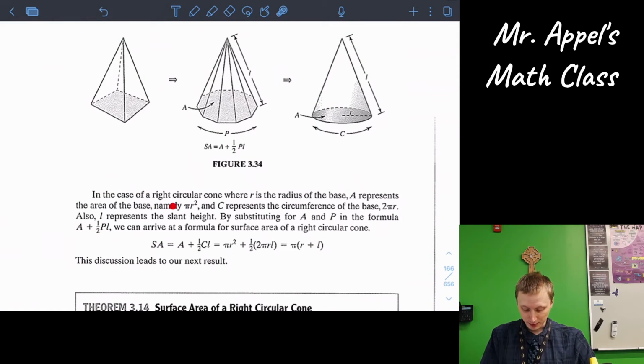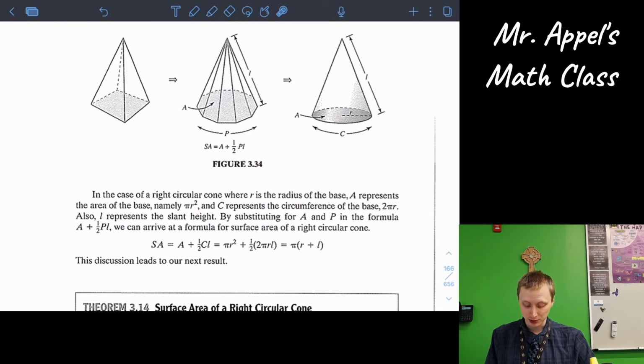So, in the case of a right circular cone, where r is the radius of the base, A represents the area of the base, namely pi r squared, and C represents the circumference of the base, 2 pi r. Also, L represents the slant height. By substituting for A and P in the formula, A plus 1/2 PL, we can arrive at a formula for the surface area of a right circular cone. Again, you can still use this just as well.